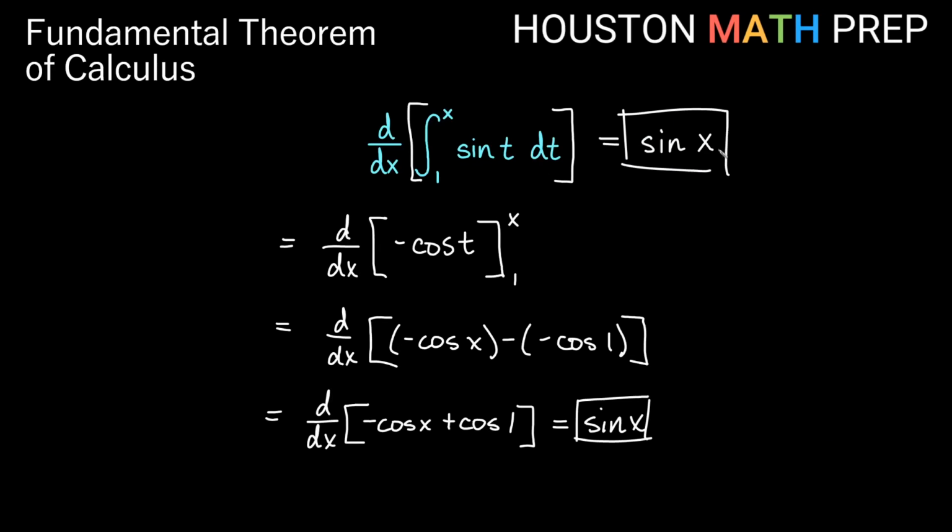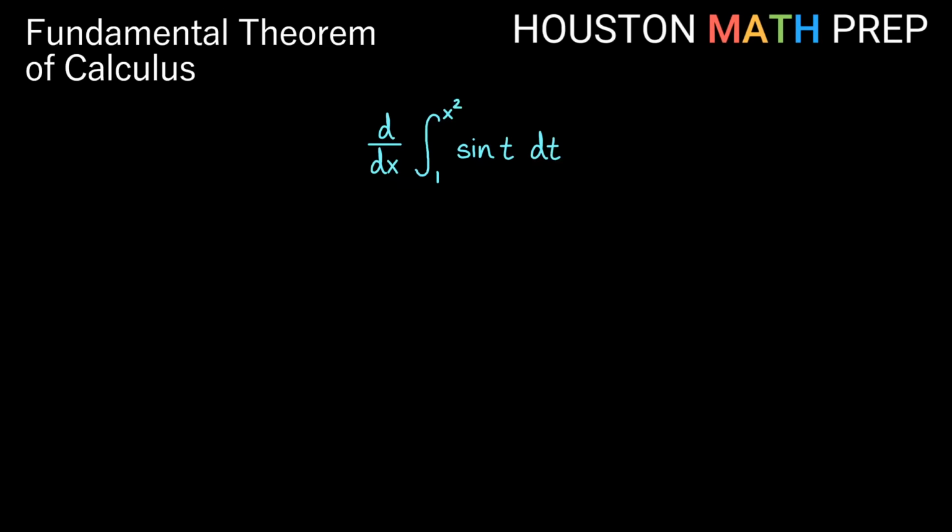So you can see it looks very much like maybe we just replaced t with x, right? Let's try another and see what happens. So if we take the derivative with respect to x of the definite integral from 1 to x squared, let's say, a different bound here, sine of t dt. So the integral part will be the same, right?